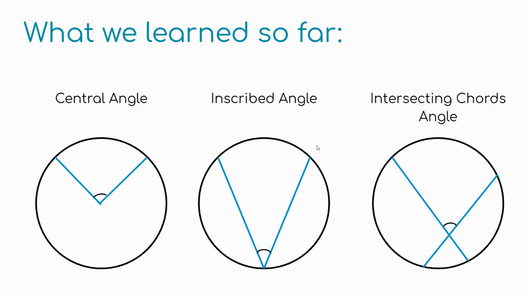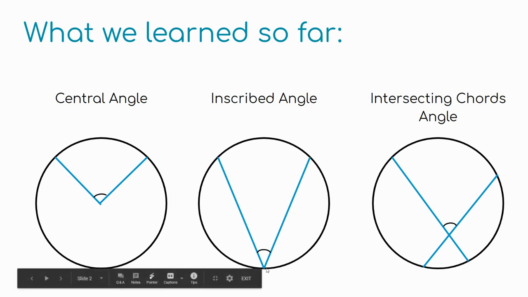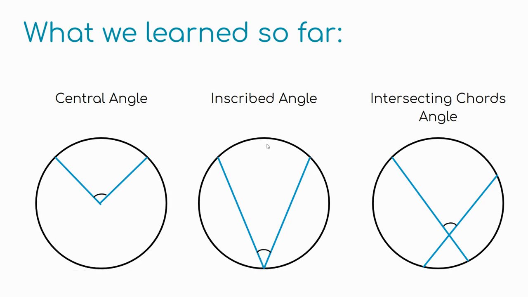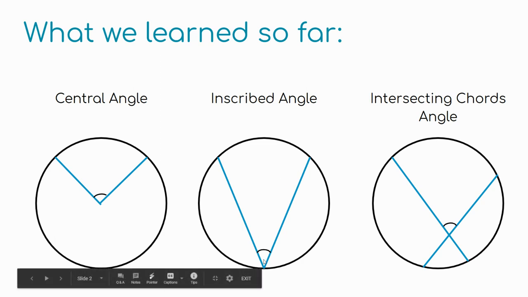Then we learned inscribed angles, which were formed by two chords that share an endpoint down here. And that formula was that the angle is half of the arc. So if the angle is 20, the arc's 40, right? You multiply by 2. Or if the arc was, say, 100, the angle's 50, you divide by 2.